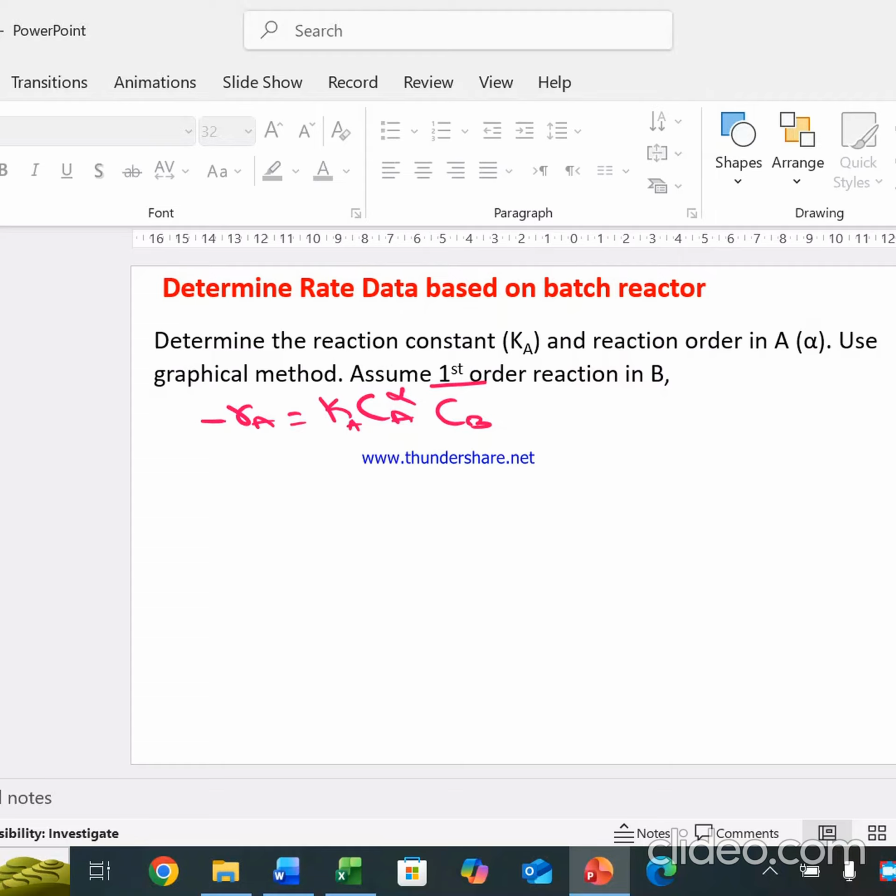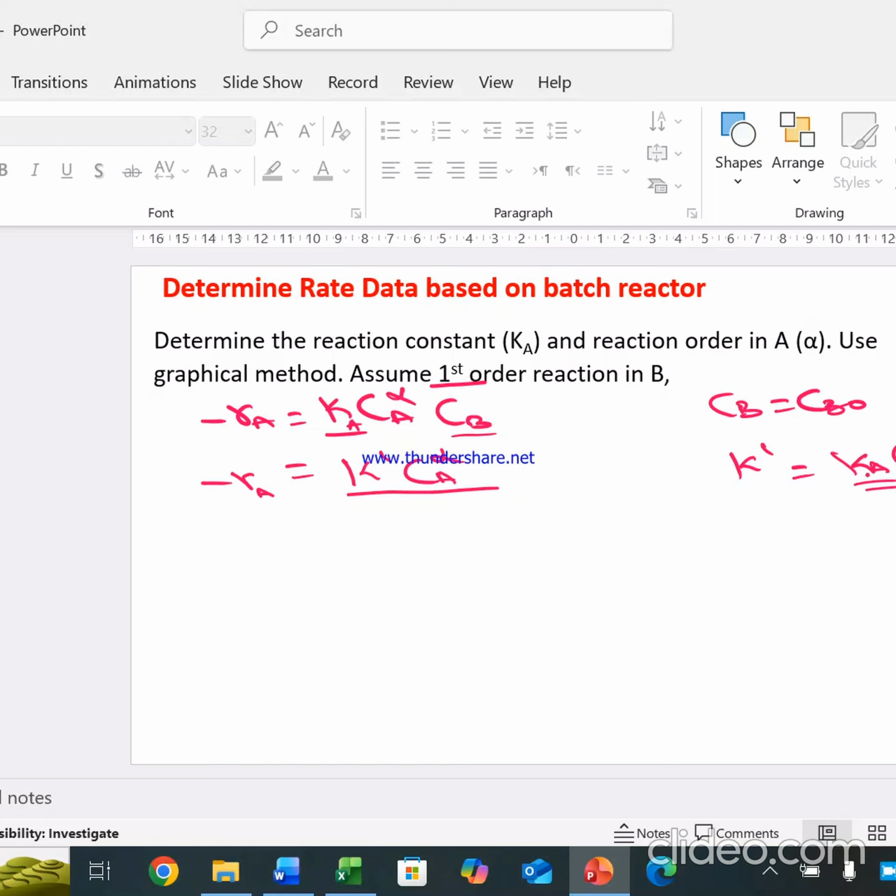So the first task is to know that now that we have CB equal to CB naught because it's constant or almost constant, and our k is also constant, therefore we can now say k prime is kA CB, which is CB naught as well. So please note that. Because these two are constant now, we can just simplify our rate expression like that.